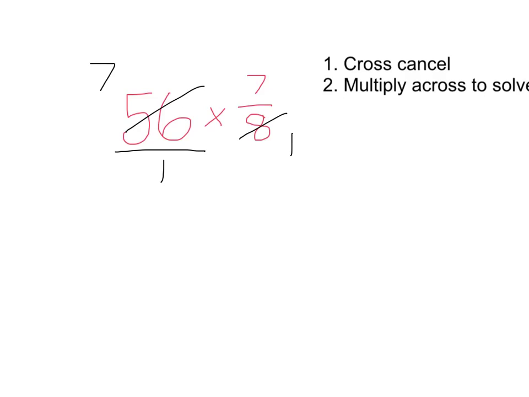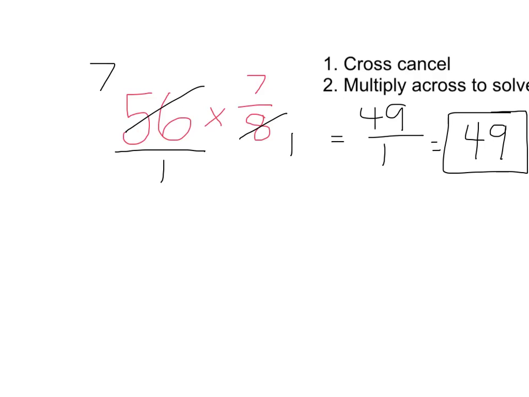And then looking to see if I can cross-cancel with this 1 and 7, they're already in simplest form, so I can't really do anything with that. So I just go ahead and multiply the top, and then I'll multiply the bottom. So 7 times 7 is 49. And 1 times 1 is 1. So my answer is going to be 49 over 1, or the whole number 49.